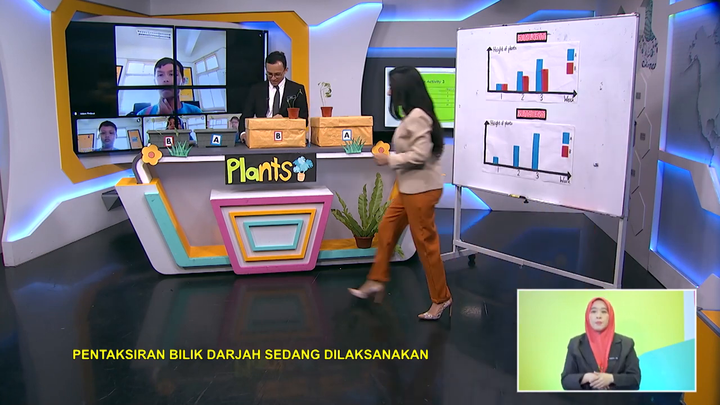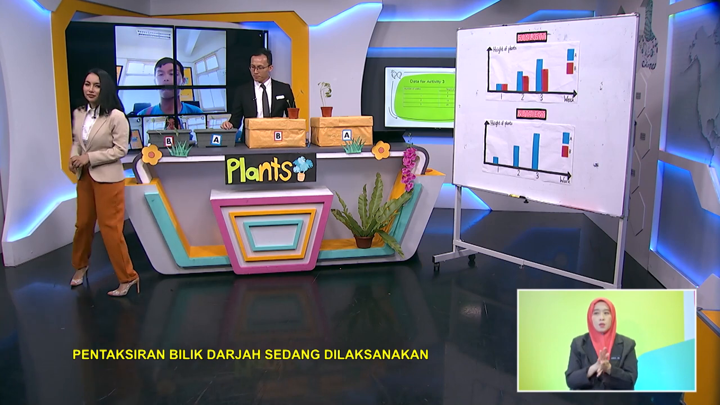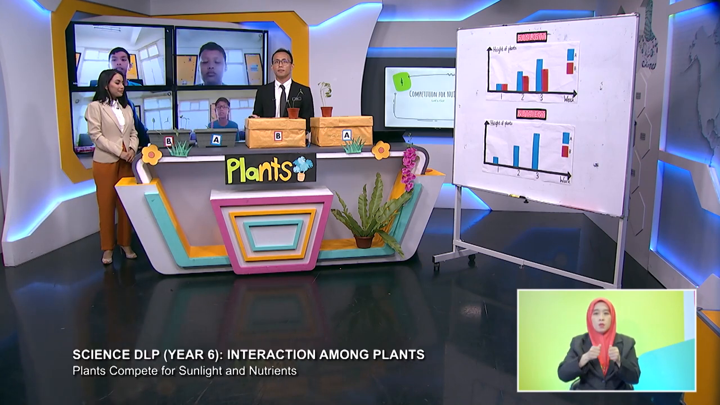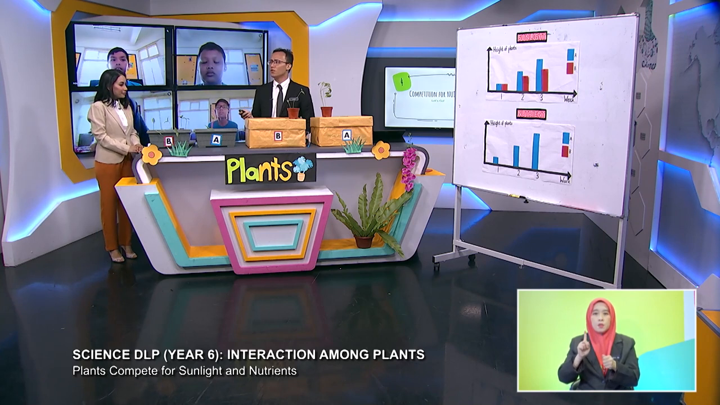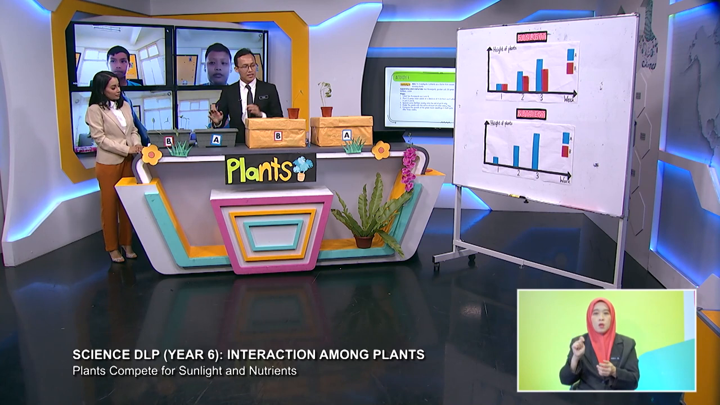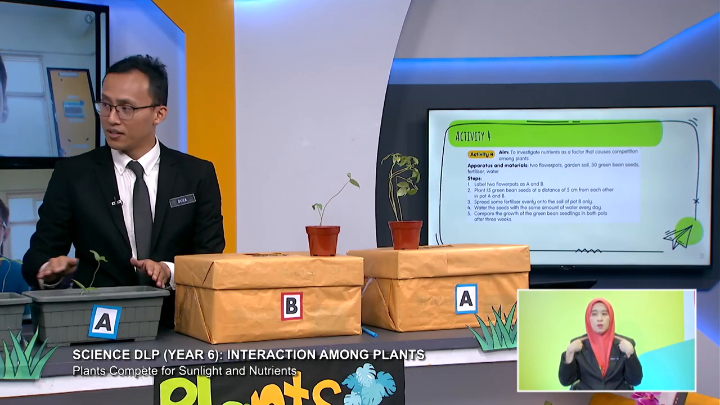Next, you can come over here now. So in this experiment, this is the fourth activity, which is about competition for nutrients. In this activity, what we need is a slightly different flower pot from before. So it's longer.